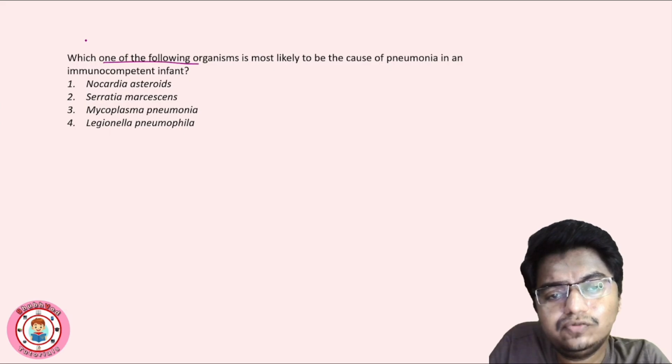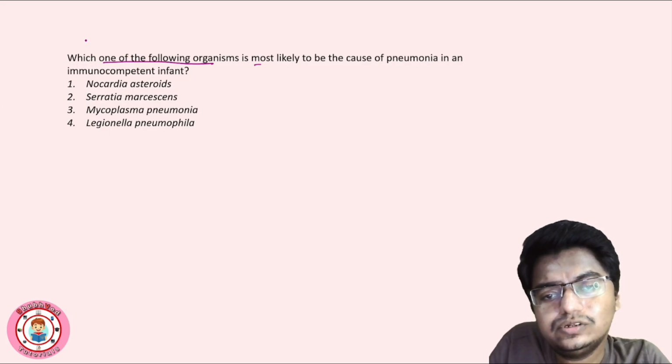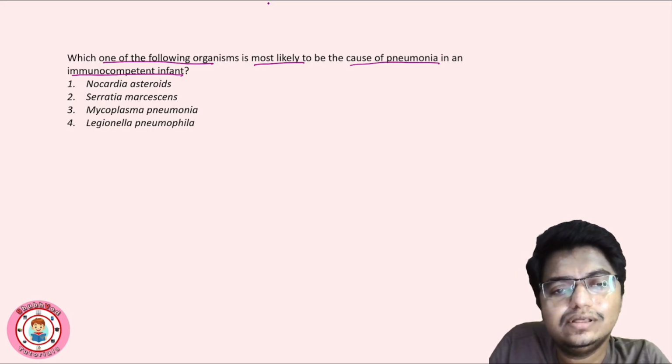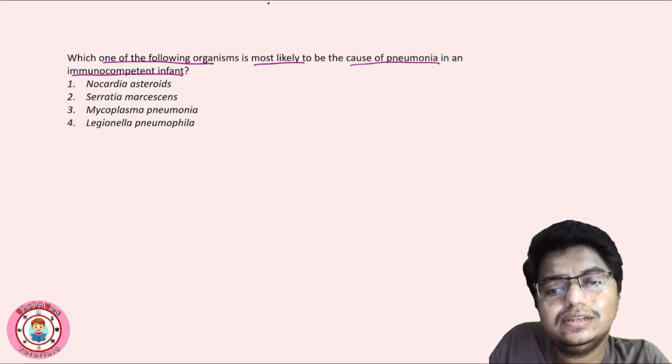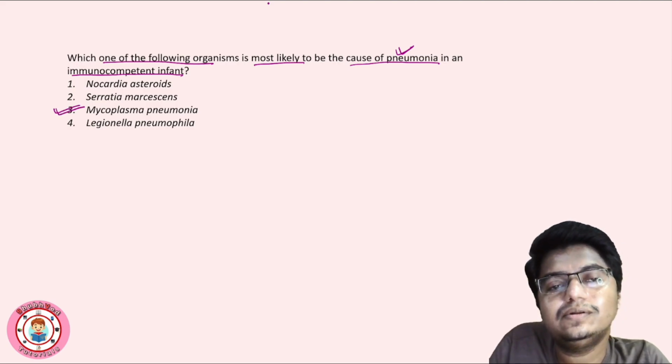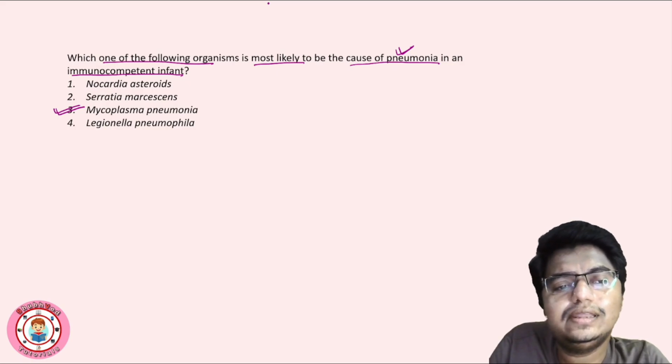Which one of the following organisms is most likely to be the cause of pneumonia in an immunocompetent infant? Okay, the infant is immunocompetent, meaning... So which organism will cause pneumonia in such an individual? Right. Easily Mycoplasma pneumoniae, option number 3. This will cause pneumonia in an immunocompetent infant.